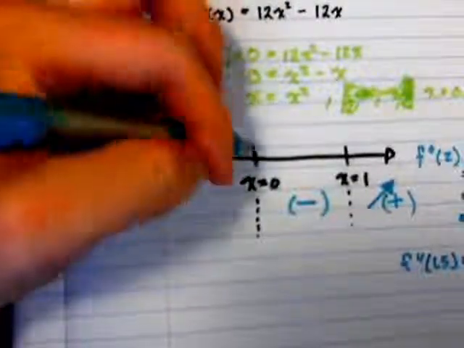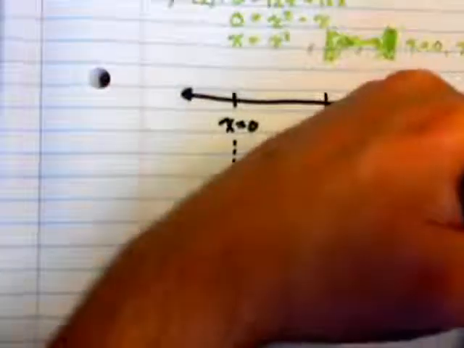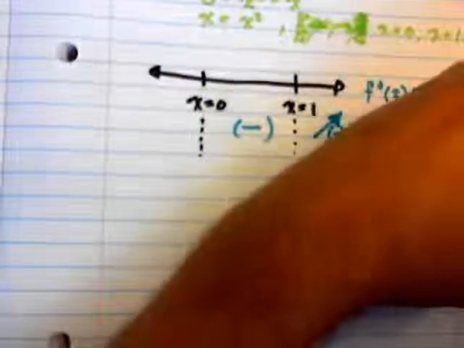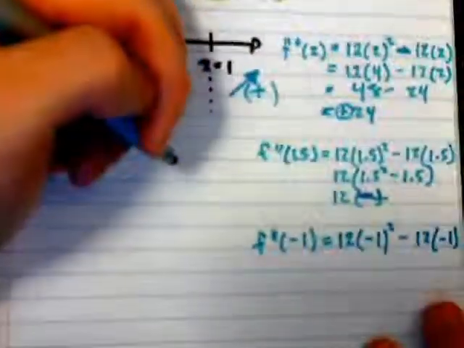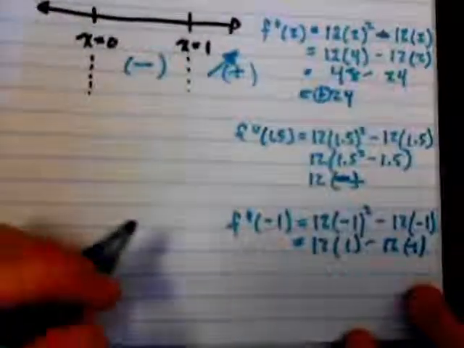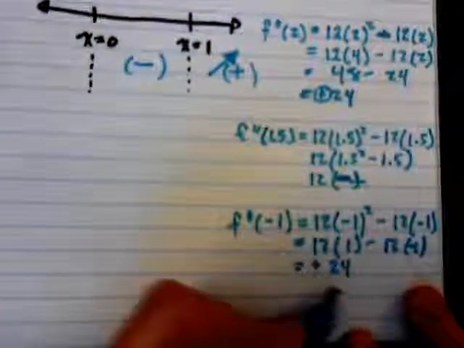And then you can do the same thing over here for x less than 0. f double prime of -1 is going to be equal to 12 times -1 squared minus 12 times -1. 12 times -1 squared is just 12 times 1, minus 12 times 1 times -1. So you're going to have 12 minus -12, and so that's again plus 24. But the big thing is you care that it's positive. The specific number doesn't really matter that much. You care that it is positive on this side.